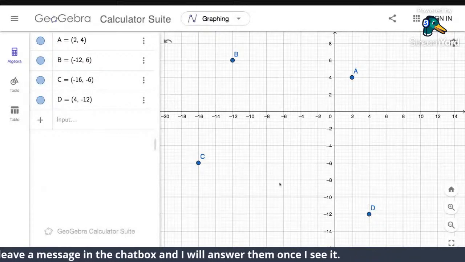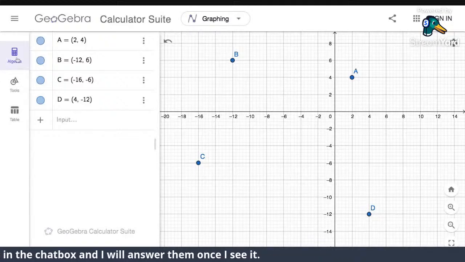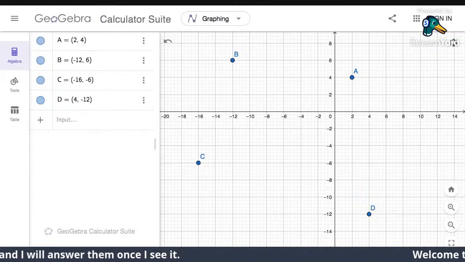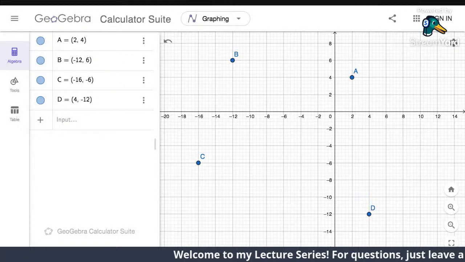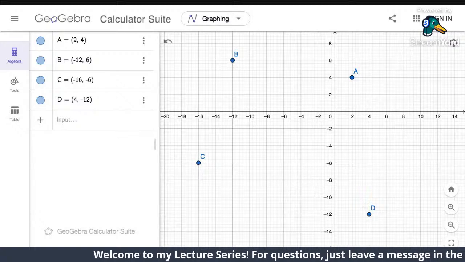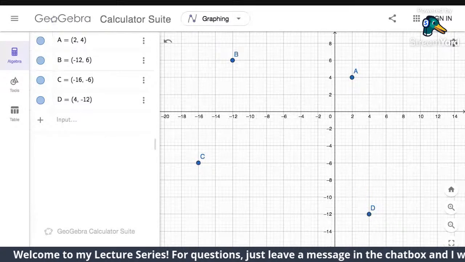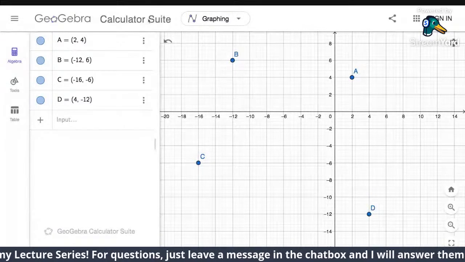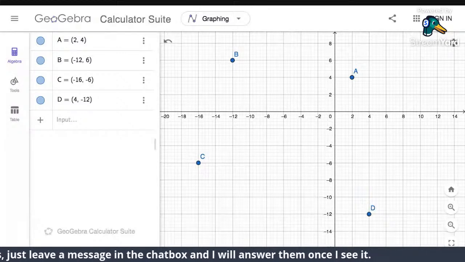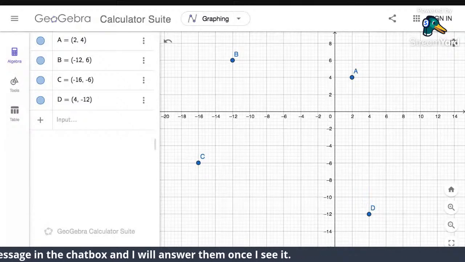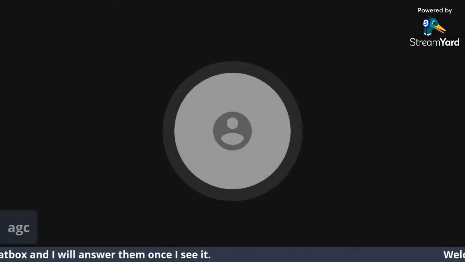If you haven't used a GeoGebra calculator previously, then you may access this using your browser at geogebra.org/calculator. It will bring you here, or you can download the app. All right, so let's share the other document.